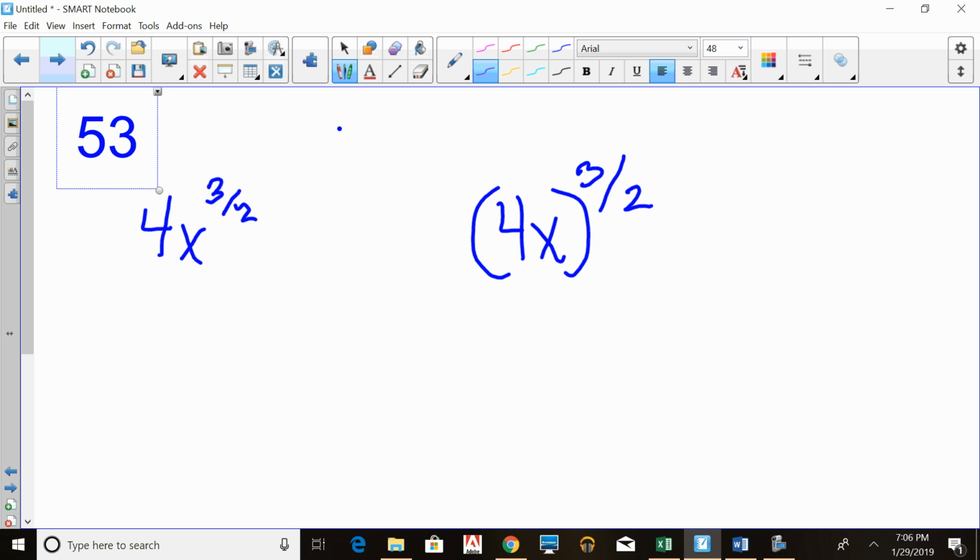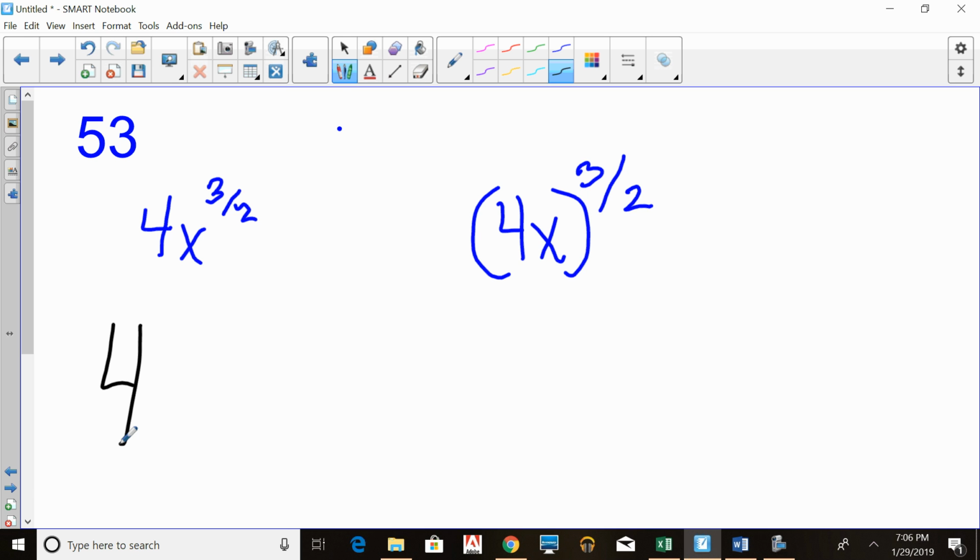All right, moving on to this, you were supposed to write using a radical symbol. Well, since this is 4x to the 3/2 power, nothing is happening with the 4 because that is not part of the 3/2 power. It's only the x that's raised to the 3/2 power. And so then this turns into the square root of x to the 3rd.